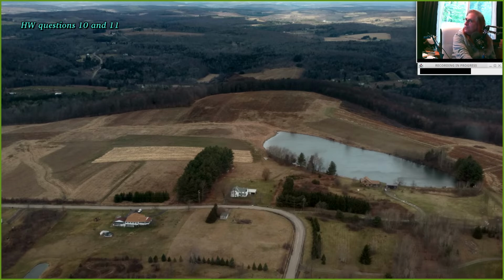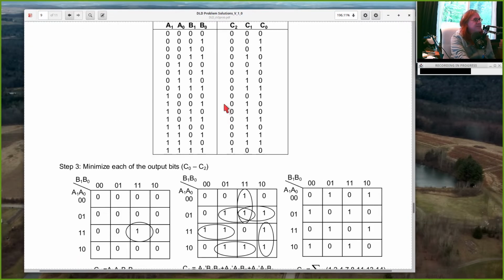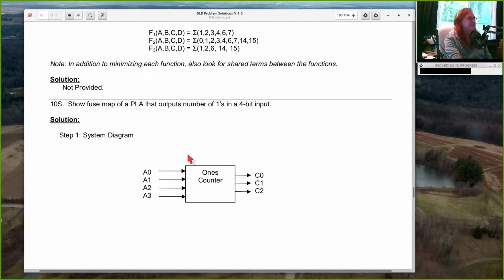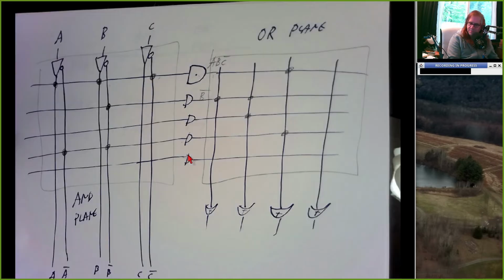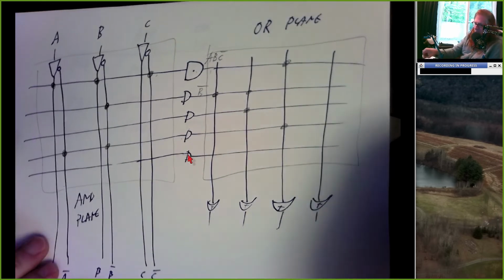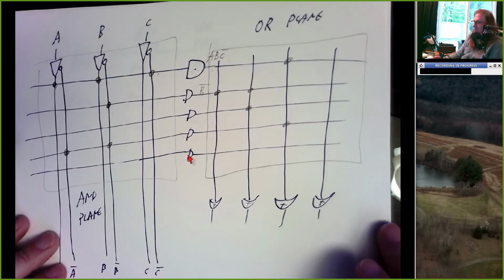So if we look at the homework questions again, questions 10 and 11. Question 10 says, show the fuse map. So, sorry, this is called a fuse map, right? A fuse map is basically showing where the dots are to connect lines to lines.